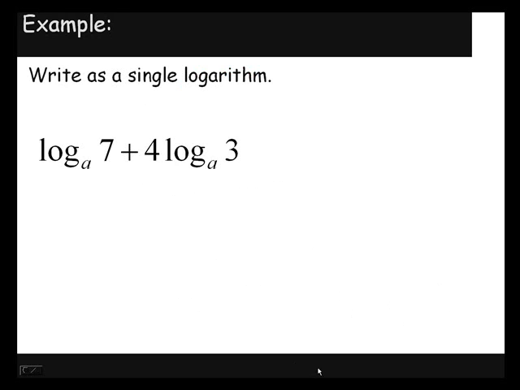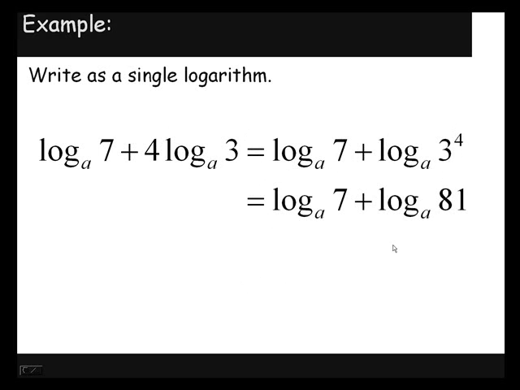We're going to write this as a single logarithm. So I've got log base a of 7 plus 4 times log base a of 3. Well, I know the 4 can fly to the front, but that also means it can fly back to here. So that's log base a of 7 doesn't change, plus log base a of 3 to the 4th. So the 4 came back up as a power.